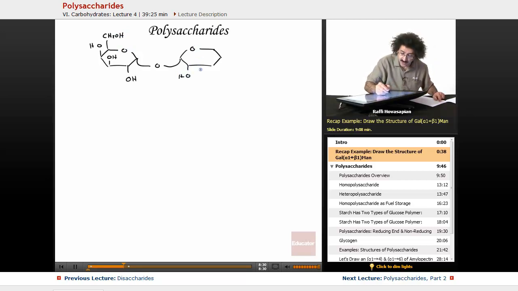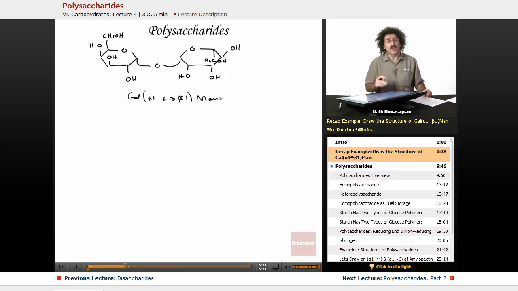That means this hydroxide is here, this hydroxide is here, this hydroxide is here, and this CH2OH group, it's always interesting to try to draw it. I'll go ahead and put the H2 there and the OH. And there we go. This is our gal, alpha 1, beta 1, mannose. There you go. So nice and systematic.